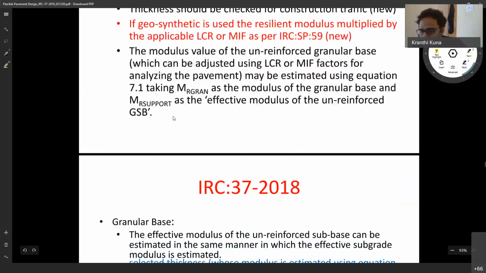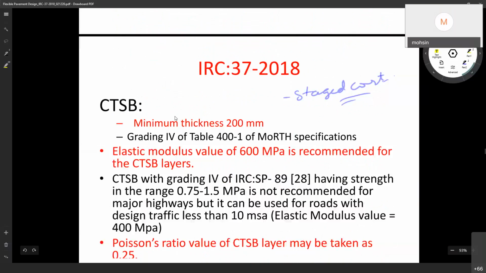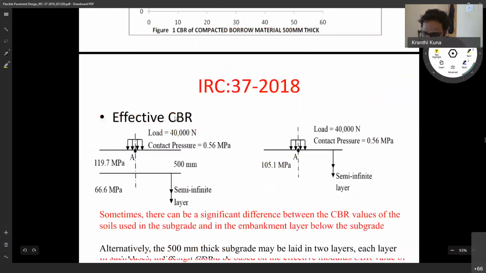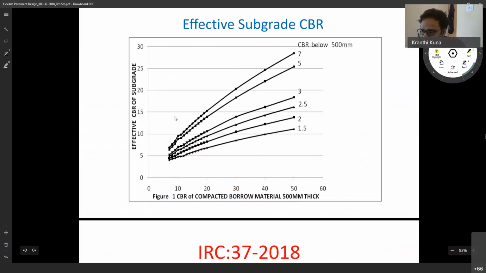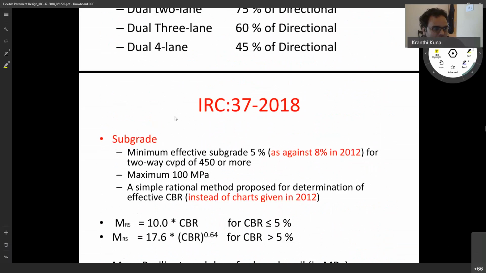Okay, sir. But let me finish the main conventional designs and all these things, and then the non-conventional ones. One is staged construction, and the second is whether the unbound material thickness is sufficient to take the construction traffic, and also the additional unexpected traffic. That we'll discuss.